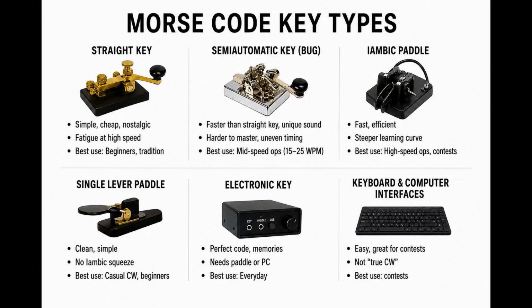The single lever paddle is similar to an iambic paddle, but with only one lever. It moves left for dots and right for dashes. Each side of the lever closes its own contact. The keyer still produces automatically timed elements, but one at a time.